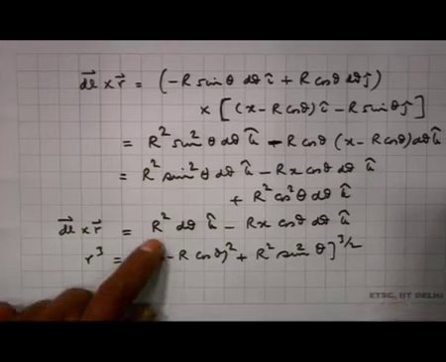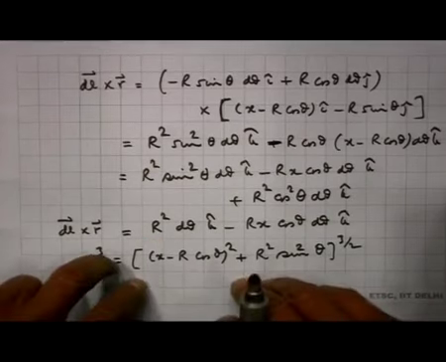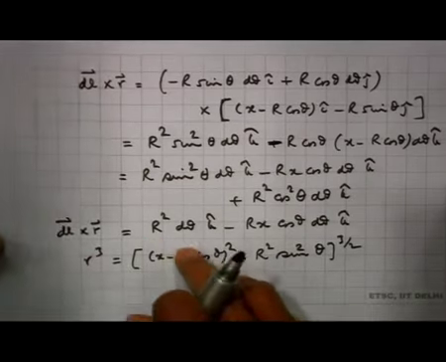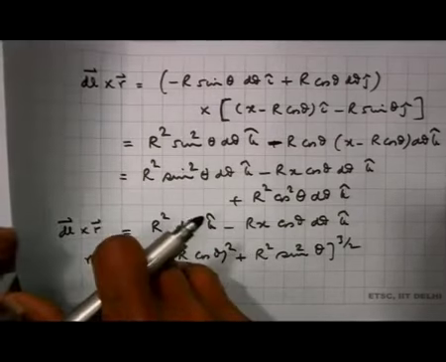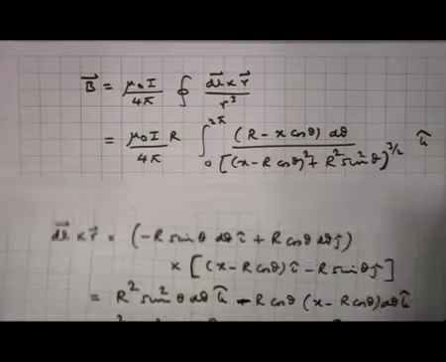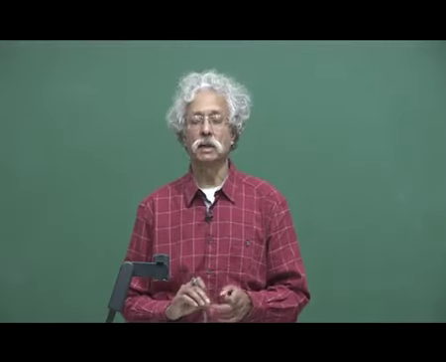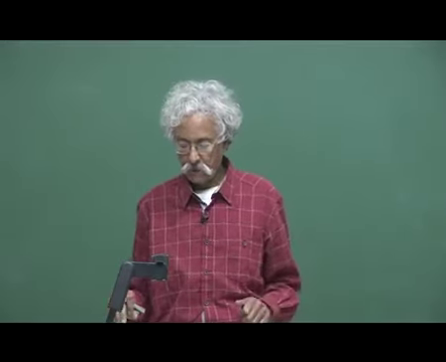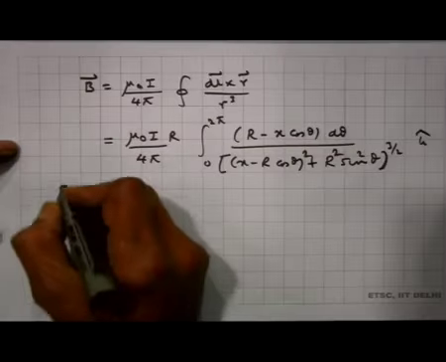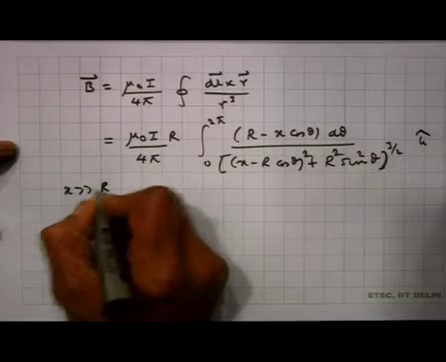So, what I have done is I have replaced dl cross r by... so if I take out r d theta k cap common, I get r minus x cos theta d theta k cap, and in the denominator we have this expression. Now, I have not made any approximation as yet. This is the magnetic field at a distance x from the center of the coil in the plane of the coil. Now, I want to make an approximation for x much greater than r.